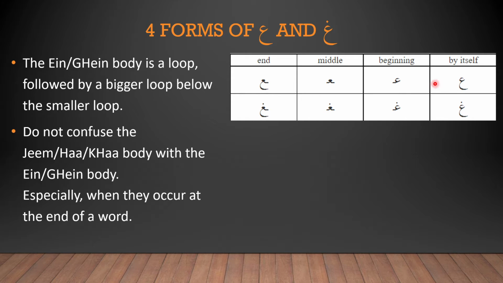Okay. So we see that Ein is changing very drastically in each and every case. Ein doesn't have a dot and GHien has a dot. The only difference between Ein and GHien is that GHien has a dot and Ein doesn't. Okay, so be sure to memorize all the placements of Ein and GHien so that you'll be able to recognize them in the Arabic text.